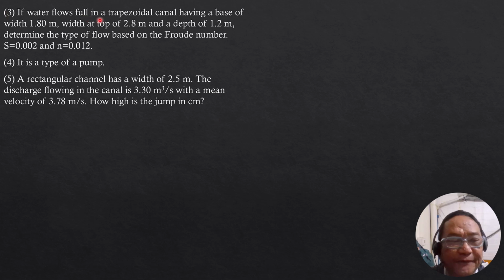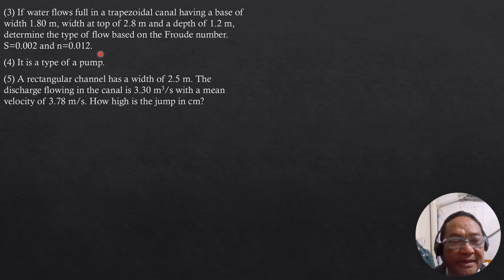So for problem 3, if water flows full in a trapezoidal canal having a base of width 1.8 meters, with a top of 2.8 meters and a depth of 1.8 meters, determine the type of flow based on the Froude number. Slope is 0.002 and roughness coefficient 0.012.